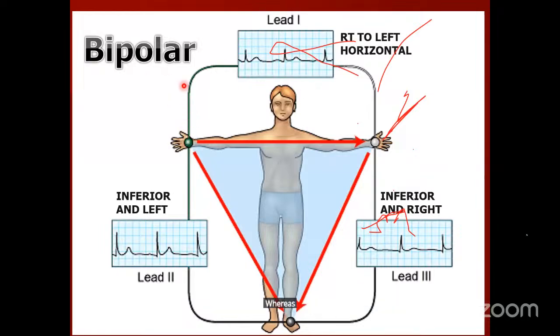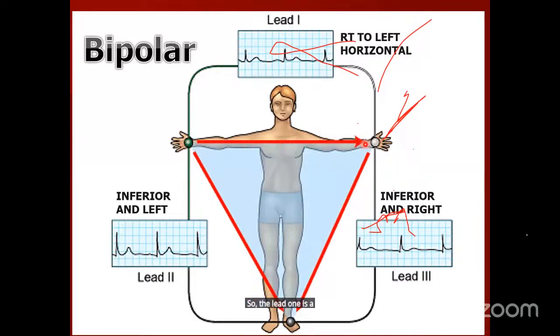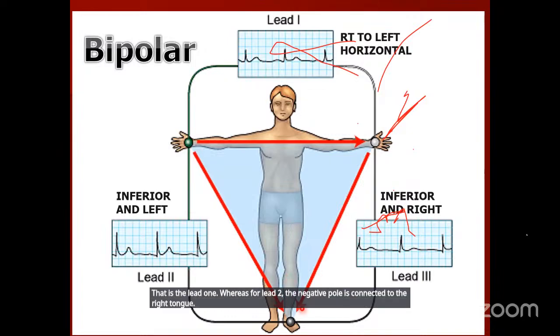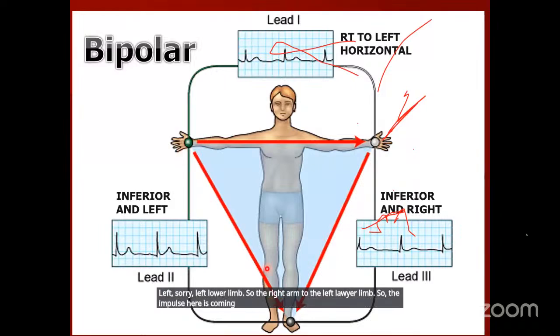In lead 1, for example, the negative pole is connected to the right upper limb and the positive pole is connected to the left upper limb. So lead 1 is a horizontal activity. Whenever I see lead 1, I see the electrical activity going from right to left in a horizontal direction. That is lead 1. For lead 2, the negative pole is connected to the right arm and the positive pole is connected to the left lower limb. So the impulse here is coming down and towards the left side.